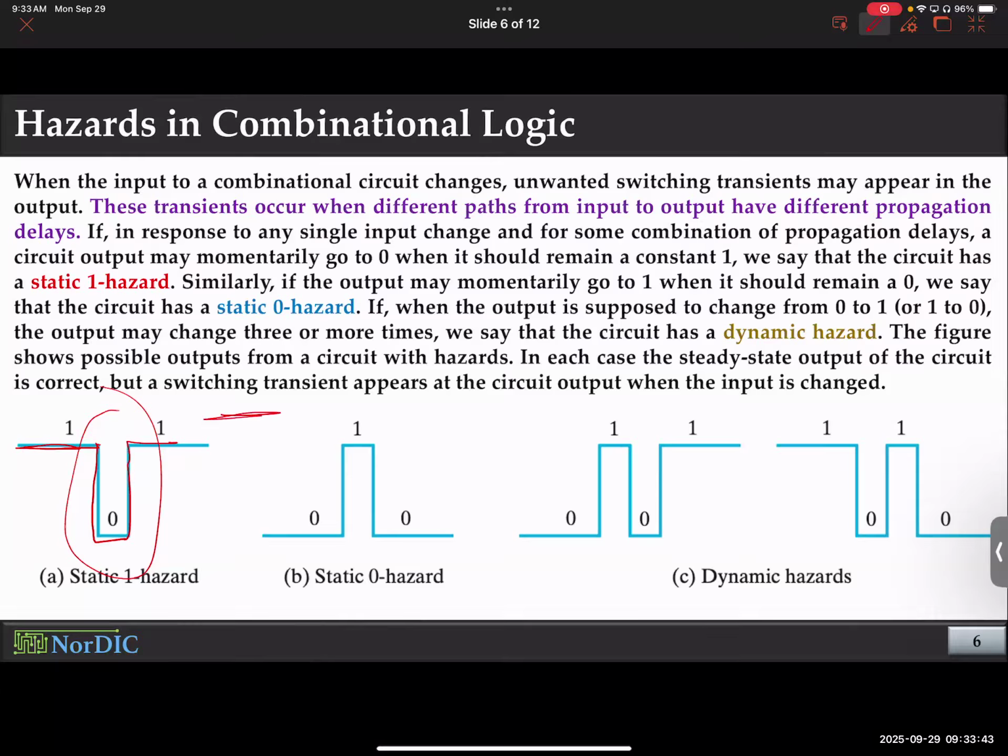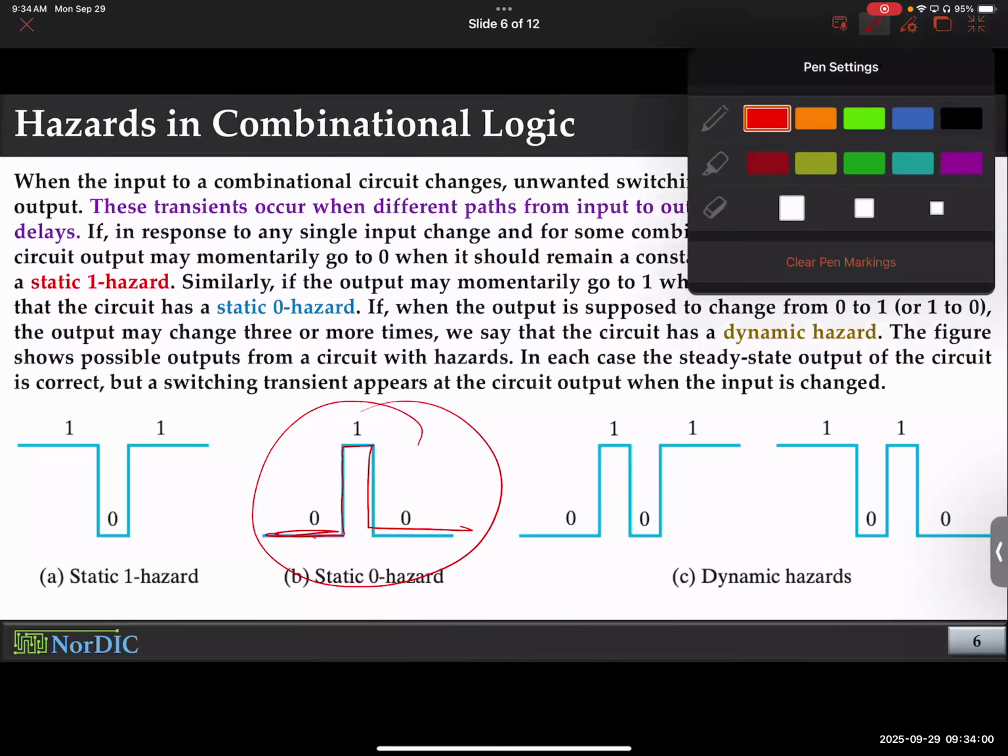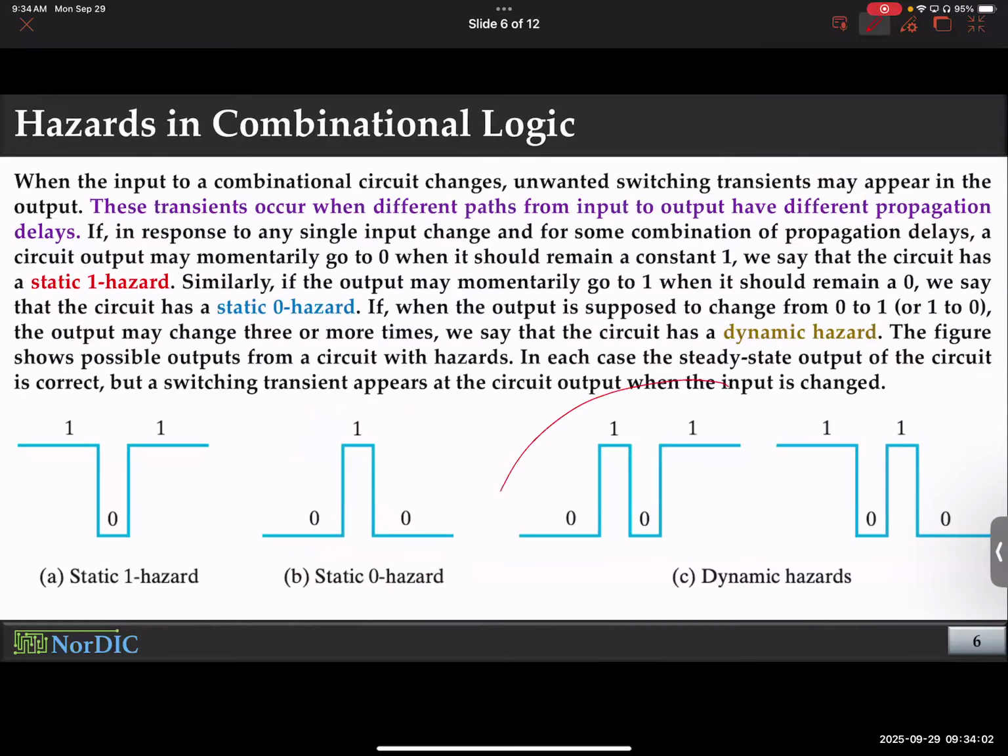You were supposed to get 1, but momentarily you got 0, and then you went back to 1. This is static 1 hazard. Static 0 will be exactly opposite. You are supposed to get 0 all the time, but momentarily you got 1, like a spike in the voltage. And then finally, dynamic hazard.